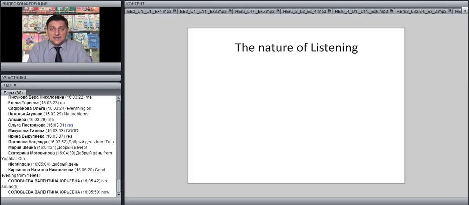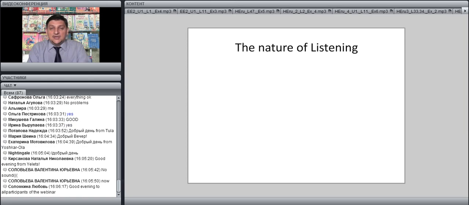Identifying keywords is another micro skill, which is very important for any receptive skill, be it listening or reading. Because if you can identify the main words, the keywords, you will be able to easier understand what the whole story is about and to get the message.